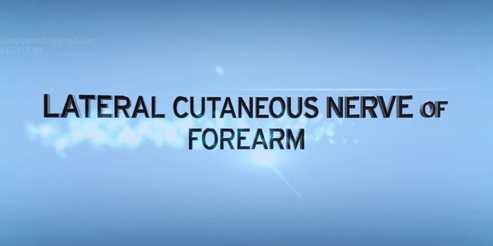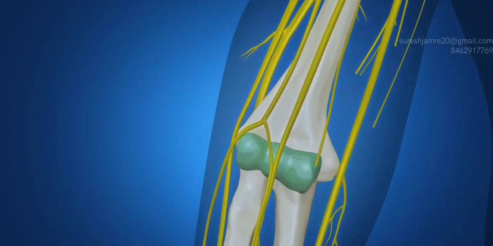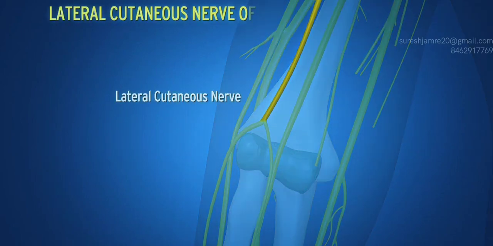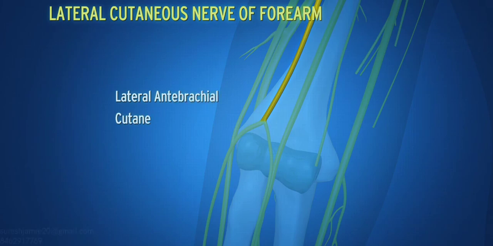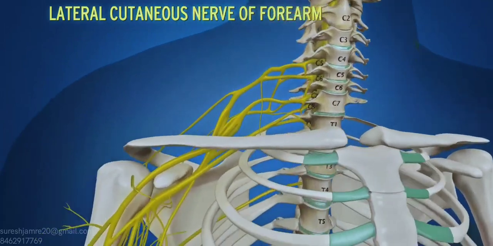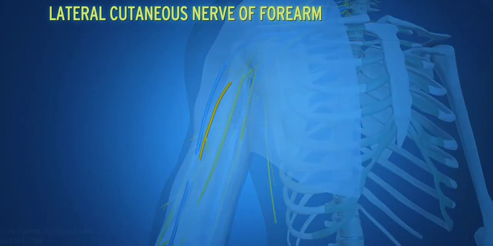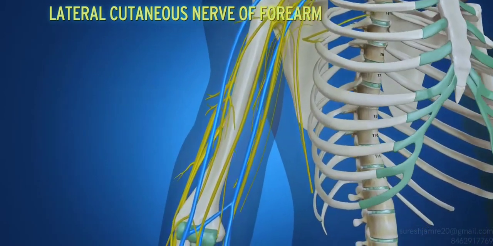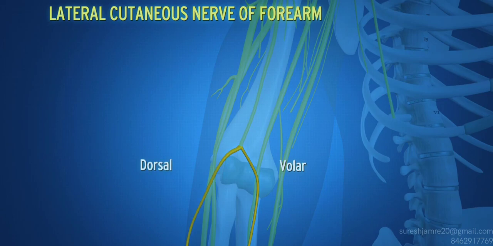Lateral cutaneous nerve of forearm. The lateral cutaneous nerve of forearm, also known as lateral antebrachial cutaneous nerve. Origin. It is a branch of musculocutaneous nerve. Course. It passes behind the cephalic vein and divides opposite the elbow joint into a volar and a dorsal branch.